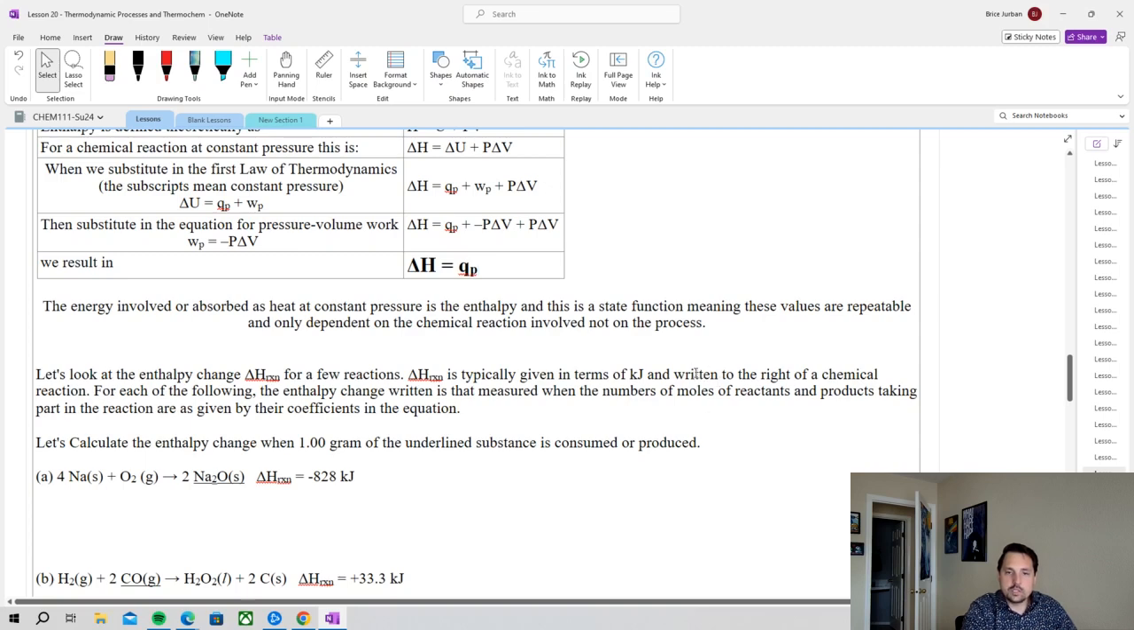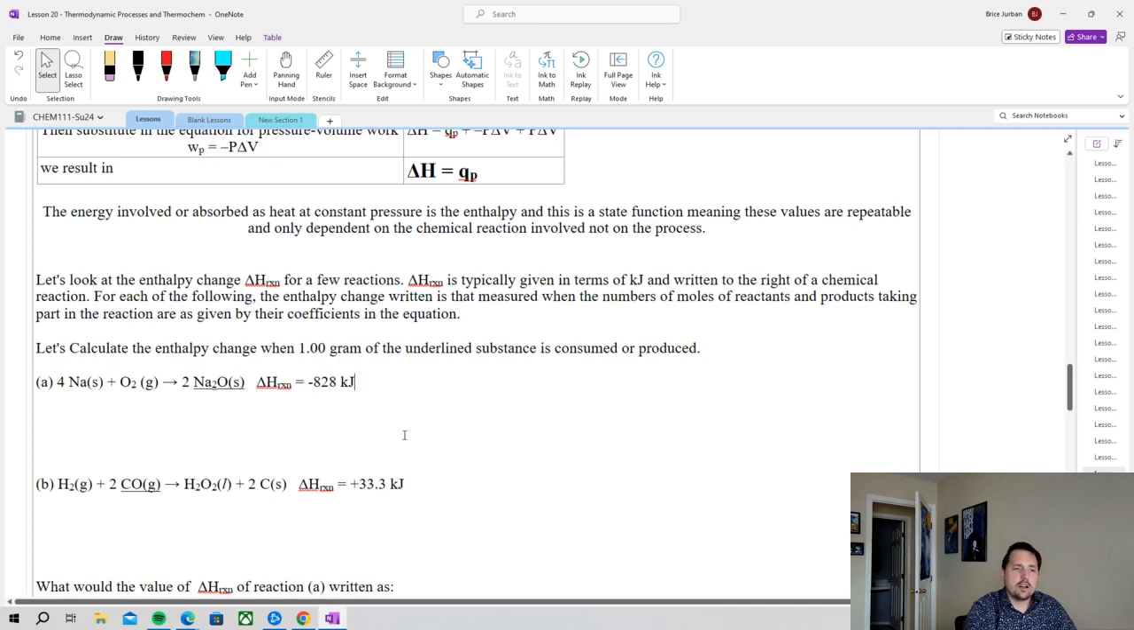And we'll typically write this enthalpy change to the right of a chemical reaction. So we'll kind of see it like this. And for each of the following, the enthalpy change is going to be written such that the number of moles of reactants and products taking part in this reaction are going to be given by the coefficients in the equation. Let me show you how this works.